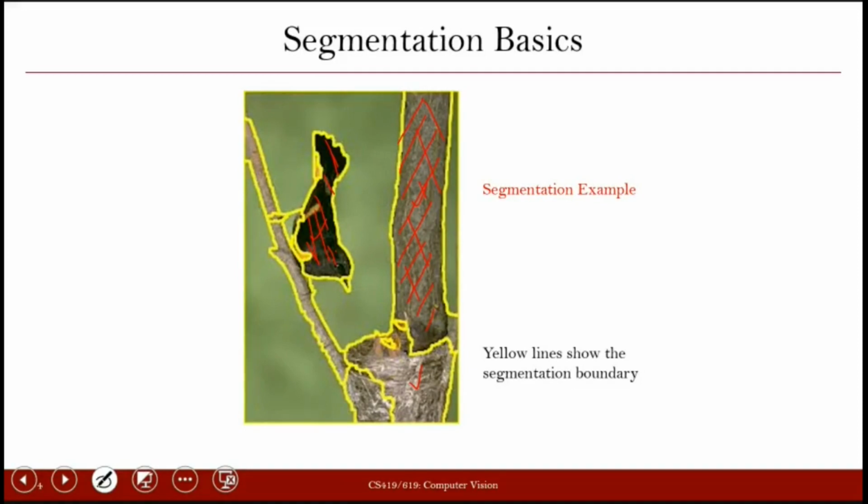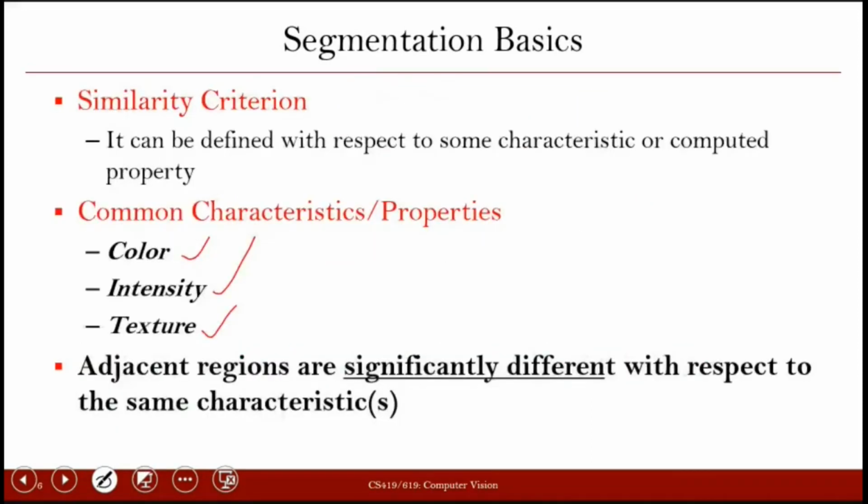But if you just analyze the textural composition of this trunk part, then we will see that this whole thing has a similar nature or similar characteristics of the pixels here. Okay. So when we are doing the segmentation, we'll find that the adjacent regions that we get after segmentation will have significantly different characteristics.